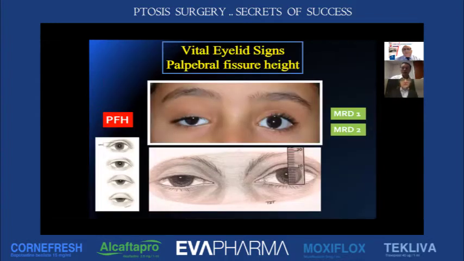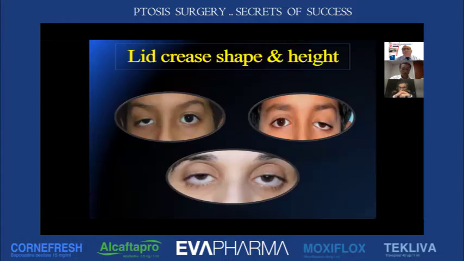Then you'll go for the most important parameter for choosing the type of surgery, which is the vital eyelid sign, including the palpebral fissure height, the distance between the upper and lower eyelid, MRD1 between the upper eyelid and corneal light reflection, and MRD2. Then look at the lid crease shape and height, because if the lid crease is formed, mostly the levator is not poor in function. And it is one of the important parameters to diagnose aponeurotic ptosis if the lid crease is high.